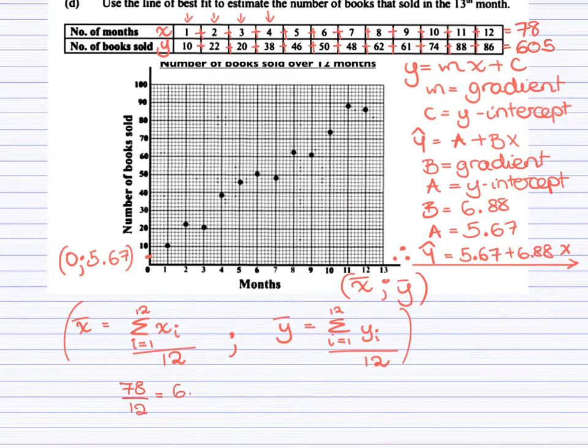This would give us the mean value of x as 6,5. For y, the total would be equal to 605. If we divided that by 12, our answer would be approximately equal to 50,42. I will now plot this point on my graph. So it's (6,5; 50,42). That is the approximate position of the point. I now have to connect these two to create my line of best fit.